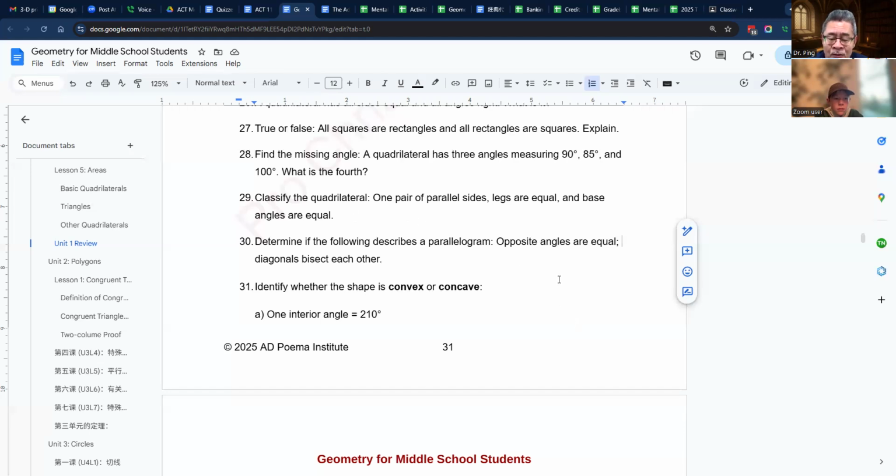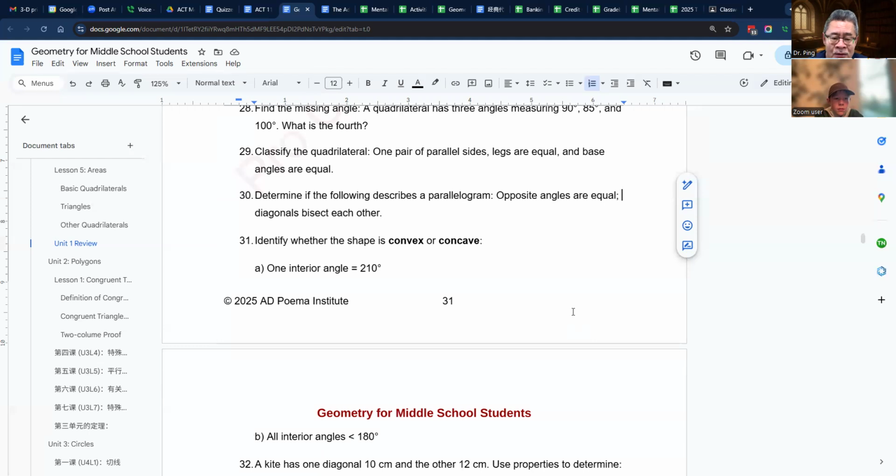Classify the quadrilateral. One pair of parallel sides, legs are equal, and base angles are equal. So we're doing 29, okay?